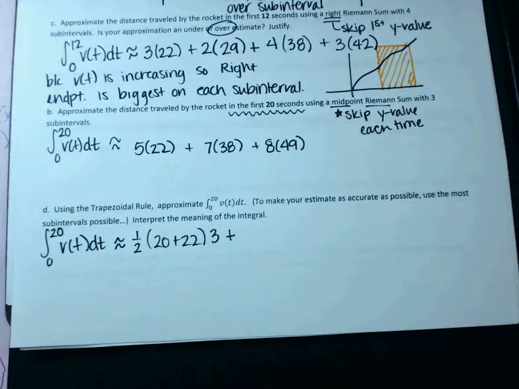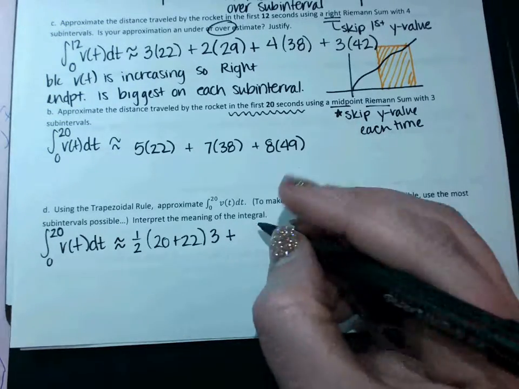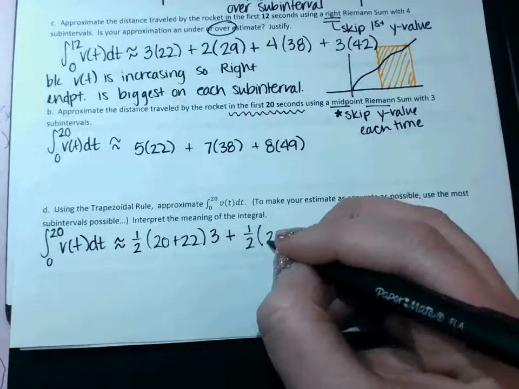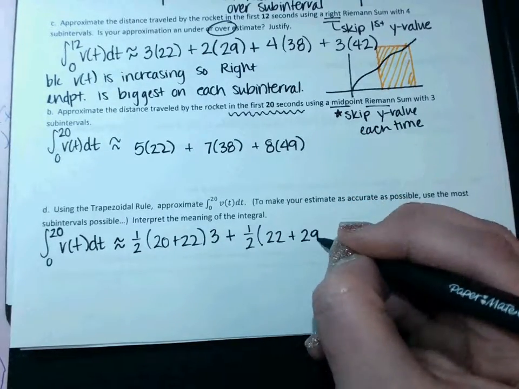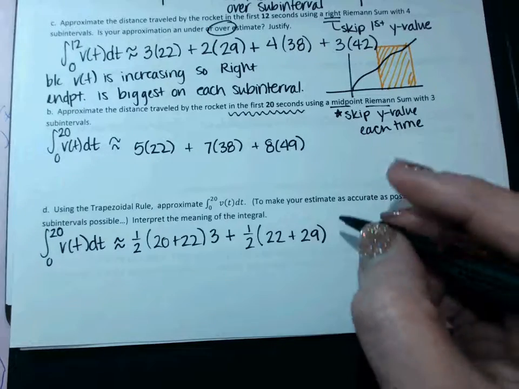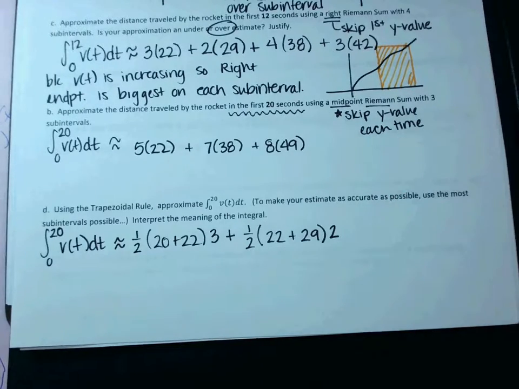Plus, my next trapezoid, 1/2 is part of the formula. My second bases would be 22 plus 29. And then remember, you have to look at their x's, how far apart they are. So from 3 to 5, how wide is that subinterval? 2. Okay, set up the next one. And then if you got it, then we'll move on.